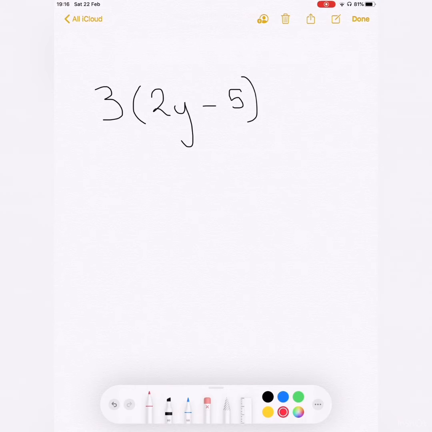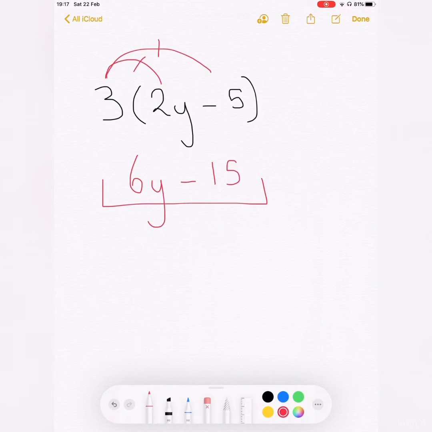What we must first do is draw on our moons. So remember, along our moons, we times. So we're going to do 3 times 2y, which is 6y, and we cross it off. And then 3 times minus 5, which is minus 15. We can't do anything with that, so that is our final answer.